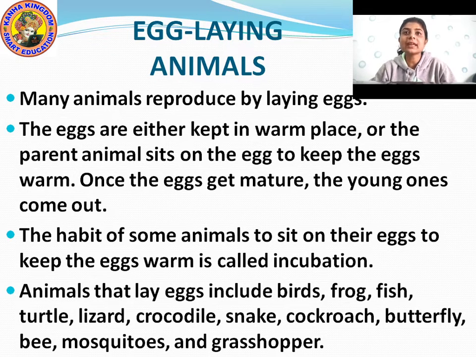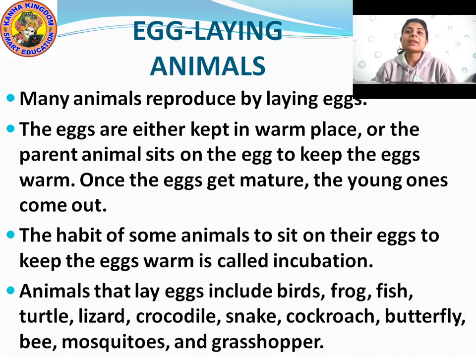It is written in the slide. See, the eggs are kept in warm places like the nest that they built to lay eggs, or the parent animal sits on the egg to keep the egg warm. As I told you, when a hen lays eggs, they sit on the nest for a long period of time so that the eggs get the warmth of the body from the parent animal. Once the baby inside the egg matures, the egg hatches. Hatches means the egg breaks down and the young ones that are formed inside the egg come out.